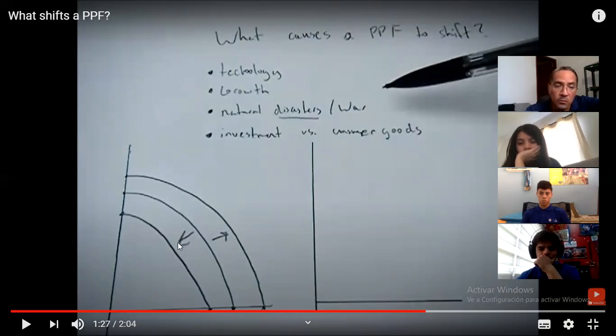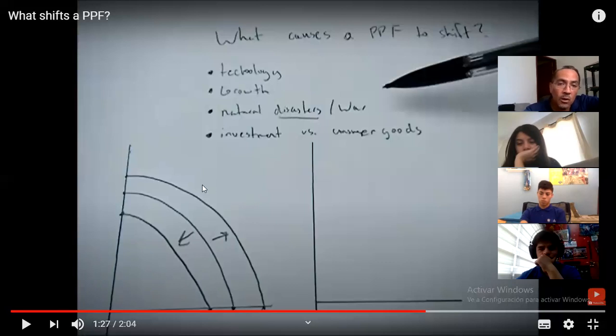Now the negative movement is as you go from here to here. You are reducing. Why? Because maybe the people don't have enough, their economy is very bad, like we are living right now. We are living in a recession because of this coronavirus. So maybe right now the production possibility here in Panama is going to move from here to here. Maybe, I don't know, maybe.